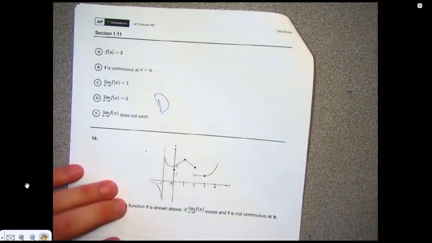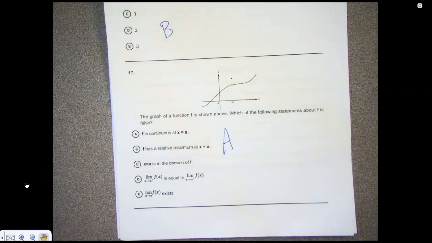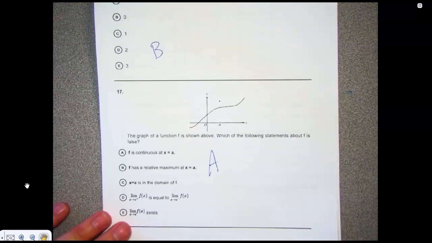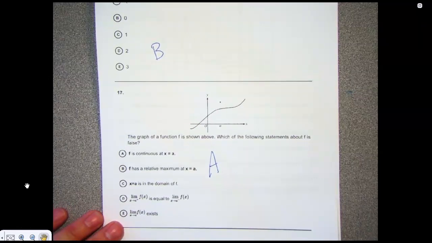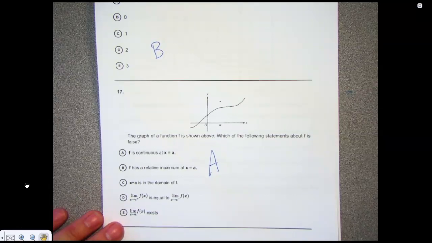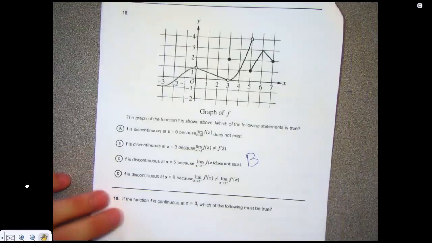So the next one, number 15. The answer's on the next page. 15 is D. Is that one okay? 16 again is on the next page. 16 is B. 17 is A. 18 is B. That okay?